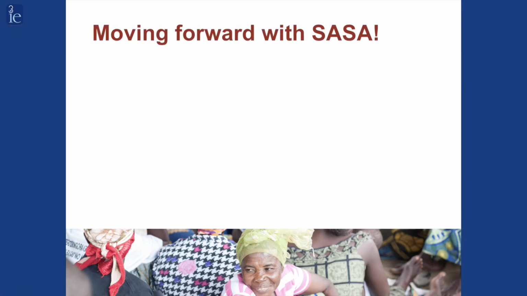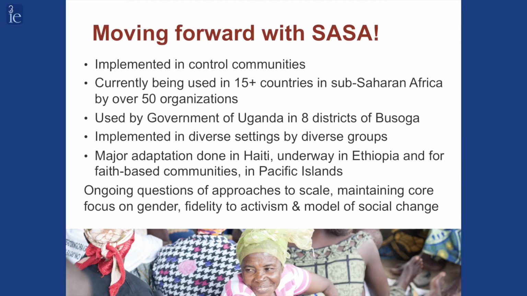To let you know where SASA is, it's now being implemented in the control communities. I think when we're thinking about the ethics of research and evaluation research, the ethics of ensuring that control communities receive the intervention is really important. It's now being used very widely. It's been implemented in more than 15 countries by over 50 organizations. Raising Voices is very much an organization that supports wider delivery. It's also now being used by the government of Uganda in one district, Busoga.